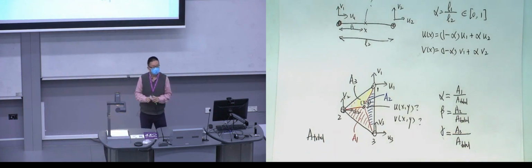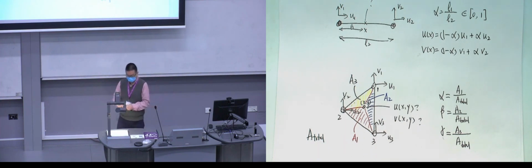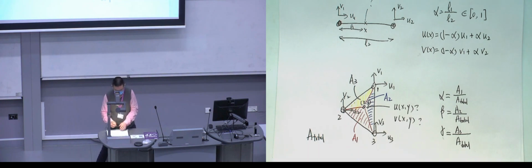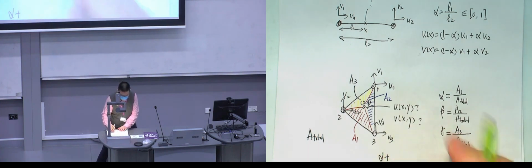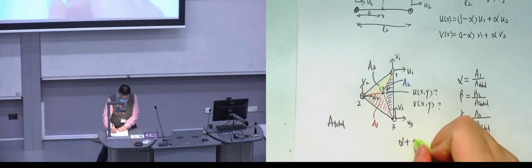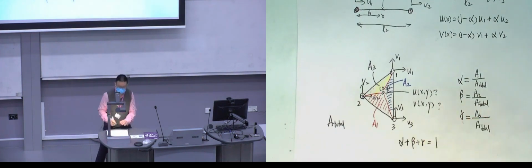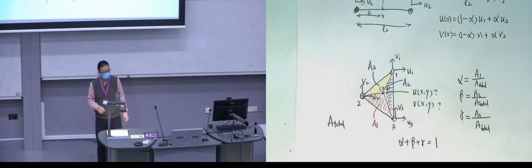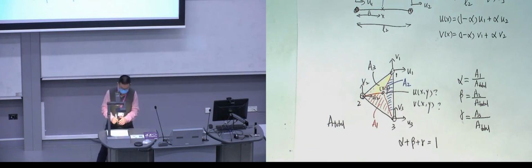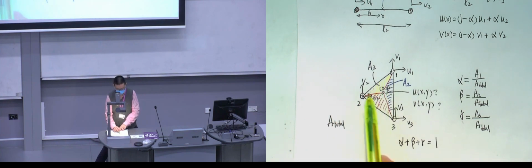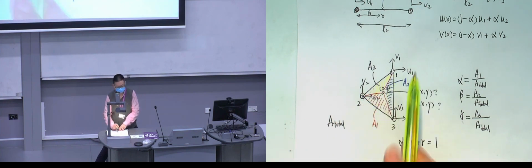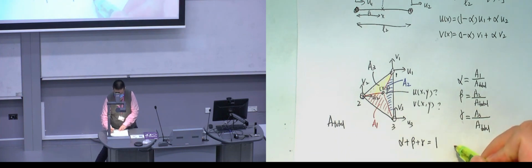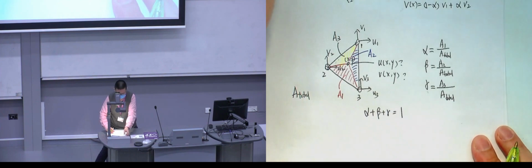Okay? And this alpha, beta, gamma gives you a very nice property: alpha plus beta plus gamma equal to 1, right? It's for sure. Okay. And another very nice property is that you can now use alpha, beta, gamma to define the value at this point according to the values at these 3 nodes.